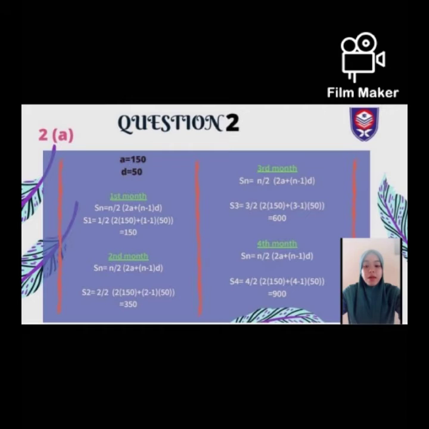For the third, replace n equals 3. So 3 over 2 times (2 multiplied by 150 plus 2 multiplied by 50). You will get 600. And the last, replace n equals 4. So 4 over 2 times (2 multiplied by 150 plus 3 multiplied by 50). So you will get 900.